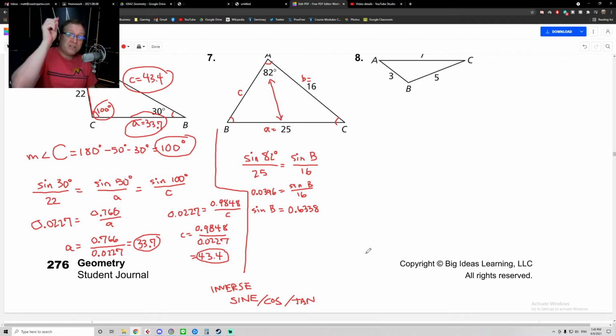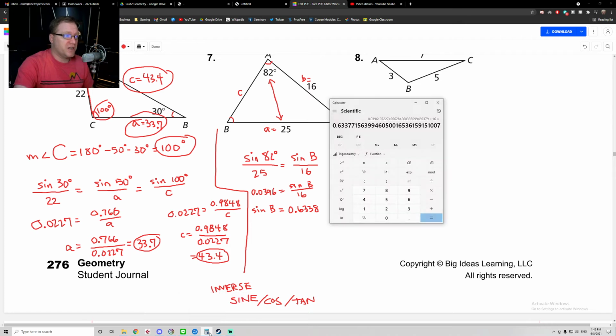So when you take an angle, for example, in this one the angle is 30 degrees, and we take the sine of 30 degrees, and that gives us a number. In this one, you give it the number and use the inverse sine function, and it will give you the angle. So take out your calculator and find the inverse function. I'll show you what it looks like right now.